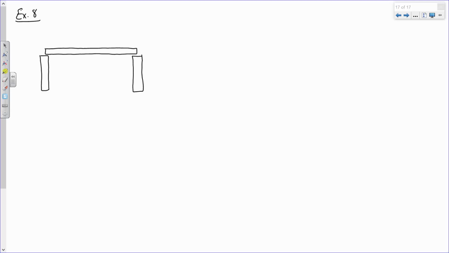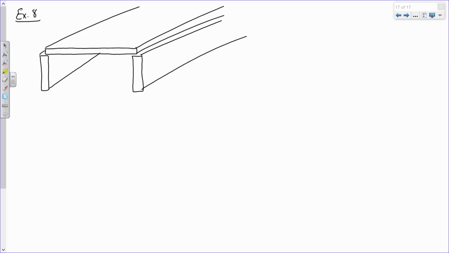Okay? But what we're talking about is, so this is in 3 dimensions. Okay, so what we're talking about here in this particular problem is a situation where this distance is 10 feet.